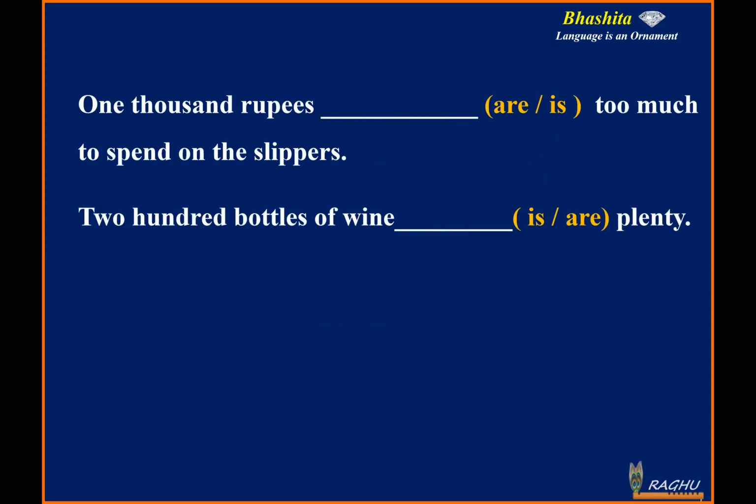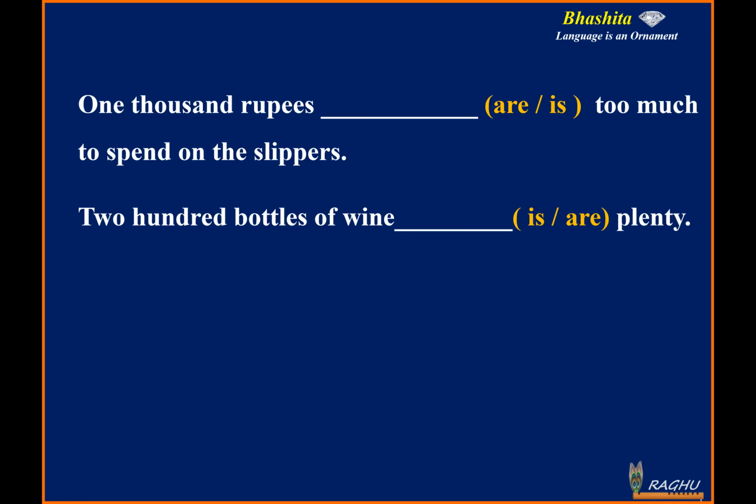See, I have already given two sentences on the screen. What are the two sentences I have given, students? 1,000 rupees, options are "are" and "is", too much to spend on the slippers. The second sentence is 200 bottles of wine, dash, "is" or "are" plenty. So for the given two sentences, tell me the right option. Can anyone guess what is the right option?